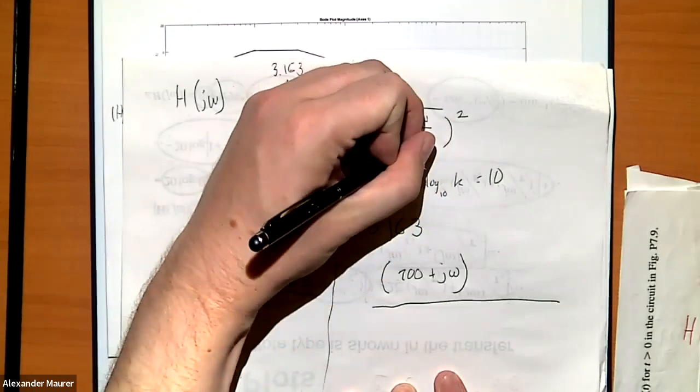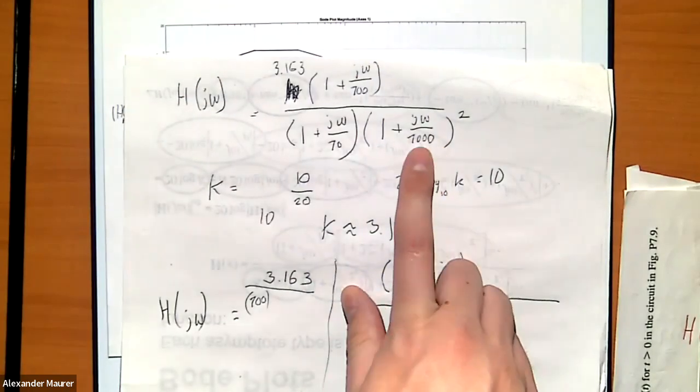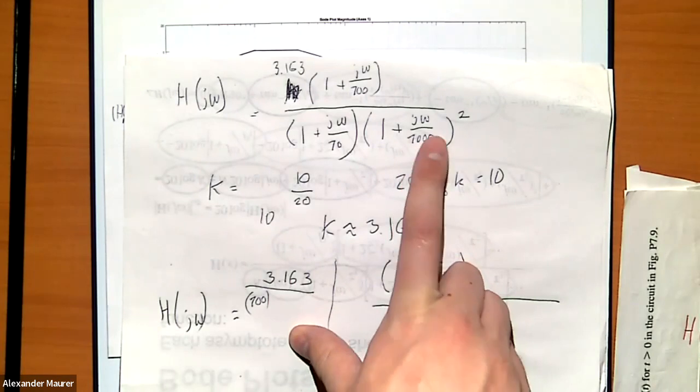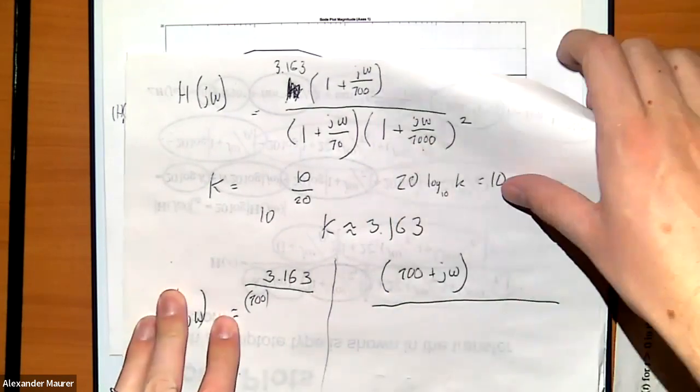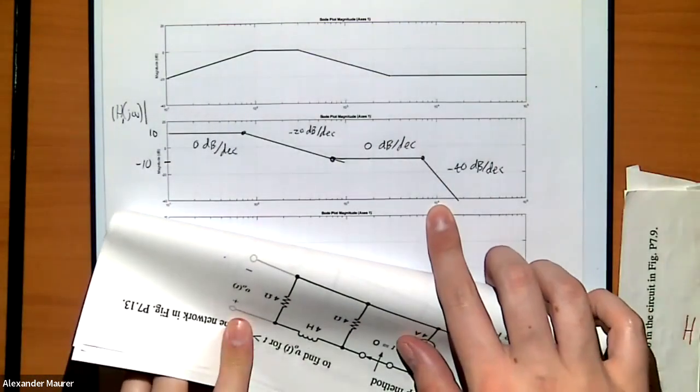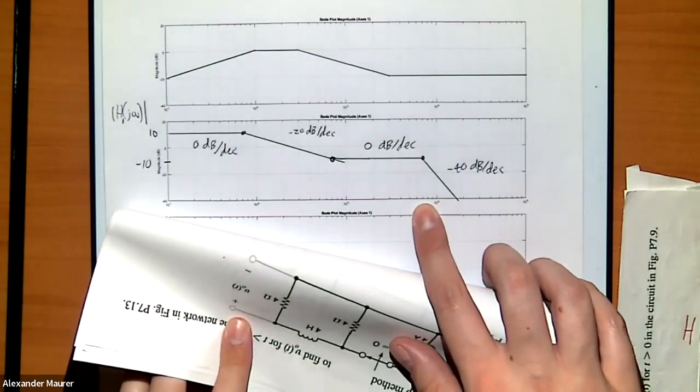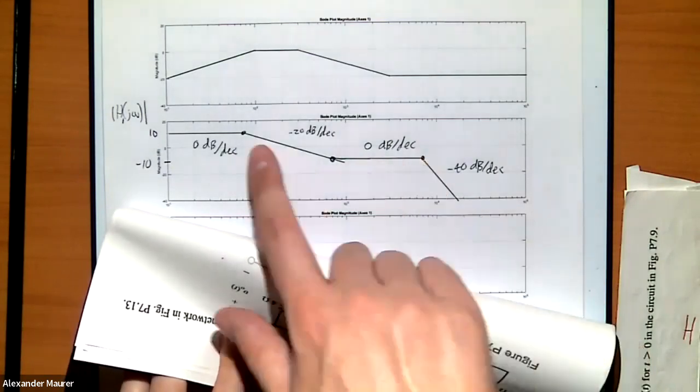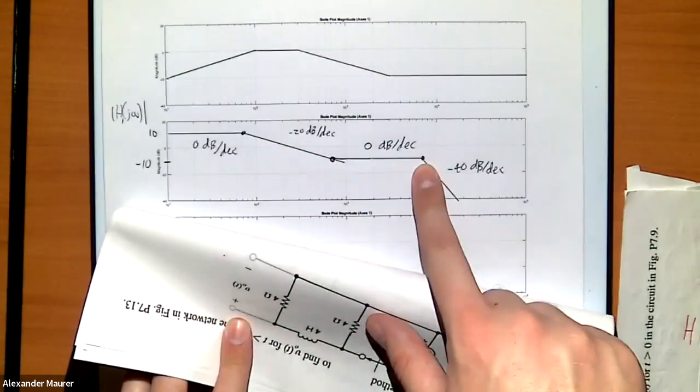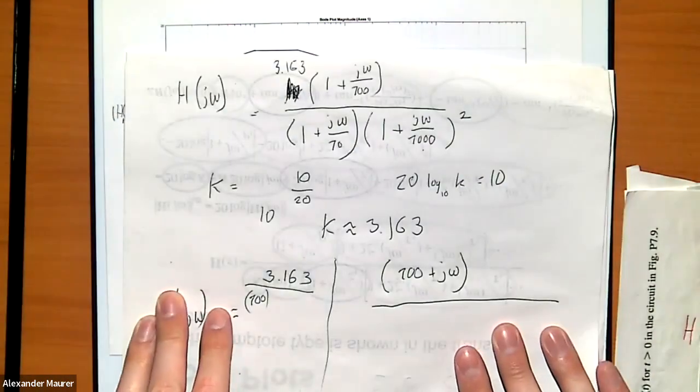Oh, sorry, and this is supposed to be 7,000 all along. Sorry about that. Our last pole location was at just short of 10 to the 4, so a little short of 10,000, so it's 7,000. 70, 700, 7,000. Sorry, I didn't notice that.